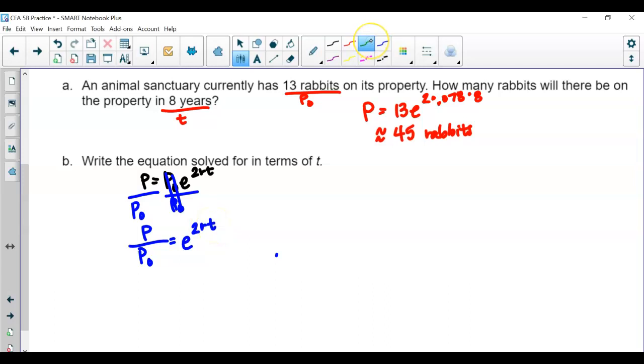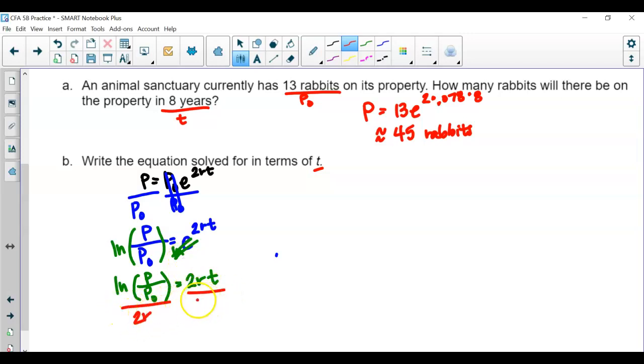Now that E is by itself, what is the inverse of E? Natural log. So we're going to take natural log of both sides. Now notice we keep that together. So this is the natural log of P divided by P sub 0, which is equal to, inverse operations cancel out, and now I can bring down my exponent, 2 times rate times time. We're solving for T, and notice how it's still being multiplied by 2R. So now divide both sides by 2R. And T is equal to this function here.